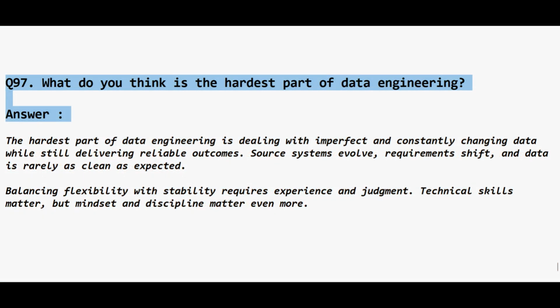Question 97. What do you think is the hardest part of data engineering? Answer. The hardest part of data engineering is dealing with imperfect and constantly changing data while still delivering reliable outcomes. Source systems evolve, requirements shift, and data is rarely as clean as expected. Balancing flexibility with stability requires experience and judgment. Technical skills matter, but mindset and discipline matter even more.